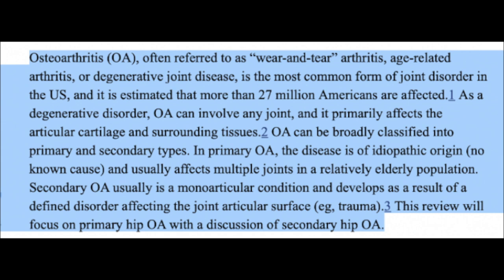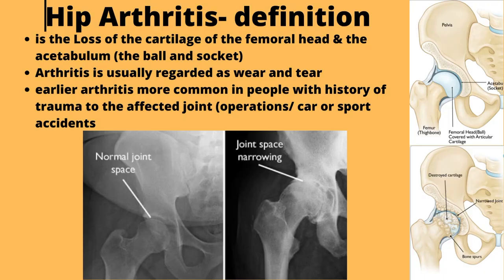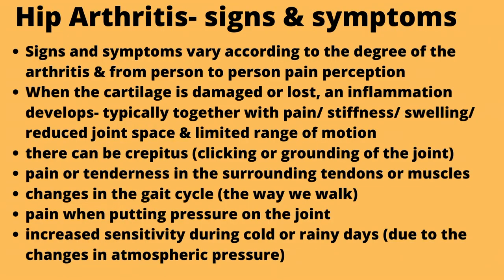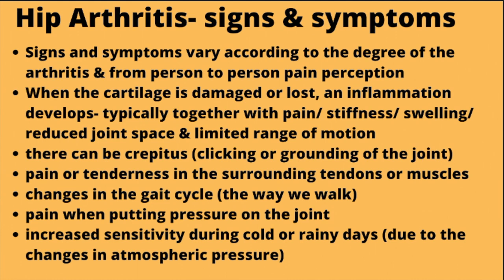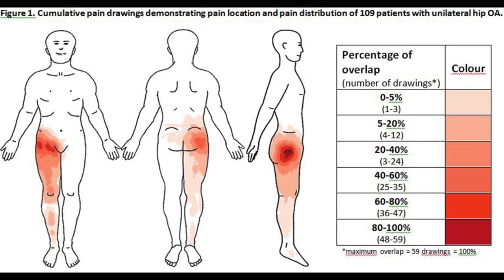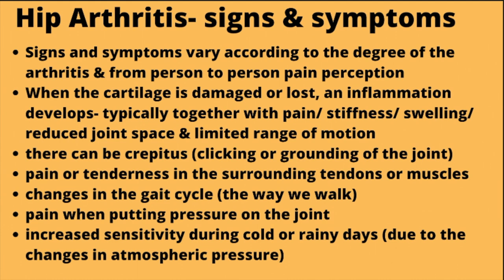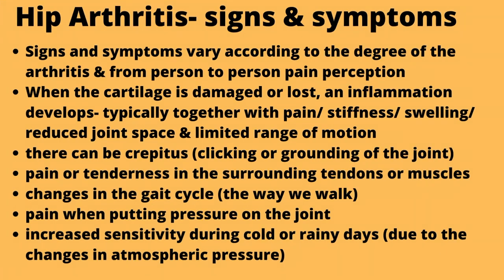Primary, on the other hand, we don't know the causes. So primary osteoarthritis is still idiopathic, which means that we don't know why it happens. And now, what are the signs and symptoms of it? Signs and symptoms, first of all, are going to vary according to the level of arthritis, therefore the level of inflammation that there is. Nevertheless, most arthritis happens with pain, stiffness, swelling, decreased range of movement, and also with crepitus, clicking, and tenderness around the area.